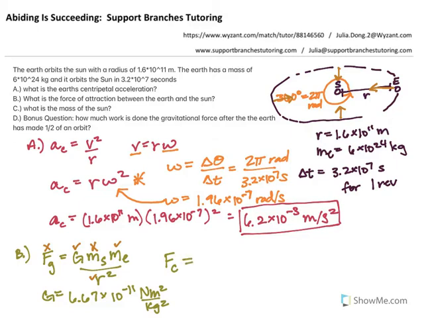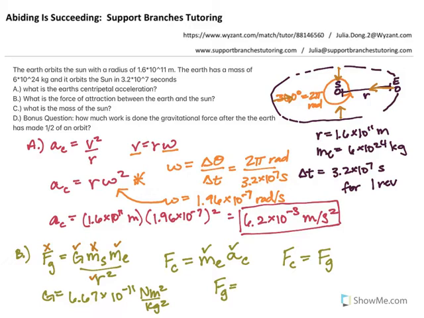And we know that the centripetal force equals the mass of the object, which would be the Earth in this case because it's what's orbiting, times the centripetal acceleration. And we just solved for AC, and we know the mass of the Earth. So again, the centripetal force equals the force of gravity here. And so even though we don't have the mass of the sun, we can still calculate Fg using our formula for centripetal force. So let's go ahead and do that.